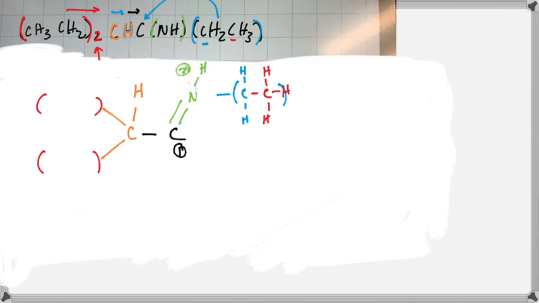Okay? So what does that mean? That means we drew something wrong. What did we draw wrong? The blue carbon should be connected to the black carbon, not to the nitrogen.